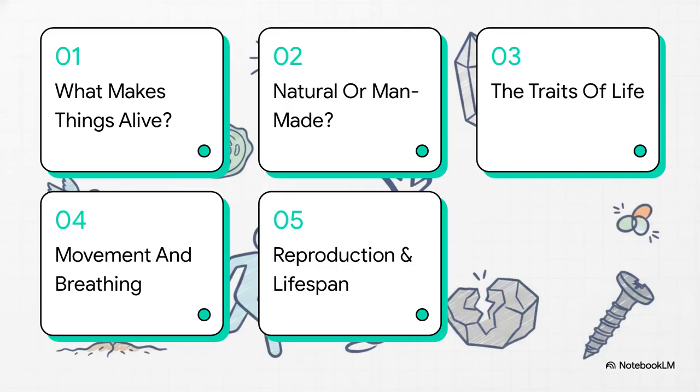And here is exactly how we're going to break things down for you today. First, we'll look at what actually makes things alive. Second, we'll compare natural versus man-made things. Third, we'll dive into the traits of life. Fourth, we'll examine movement and breathing. And finally, we'll wrap up with reproduction and lifespan.